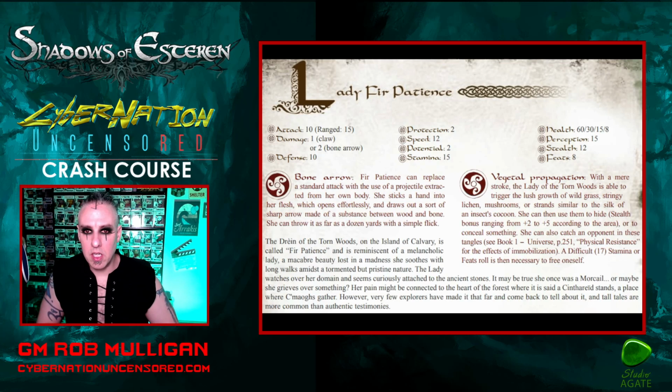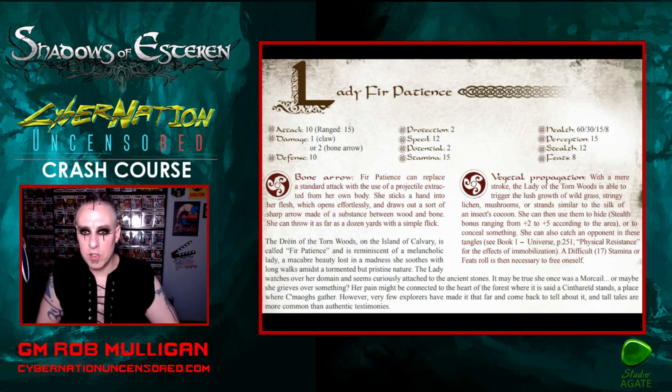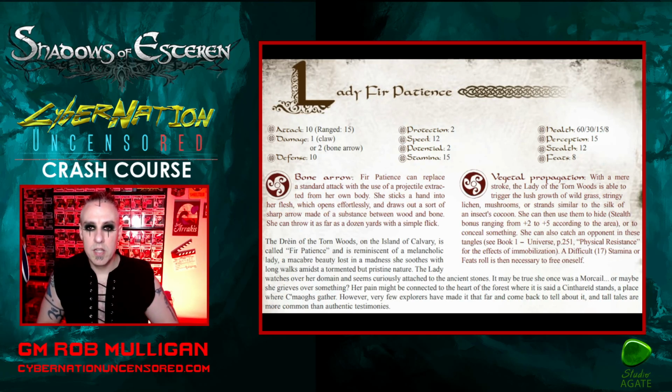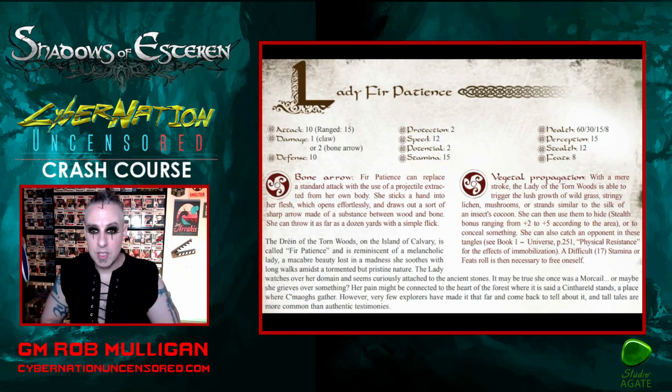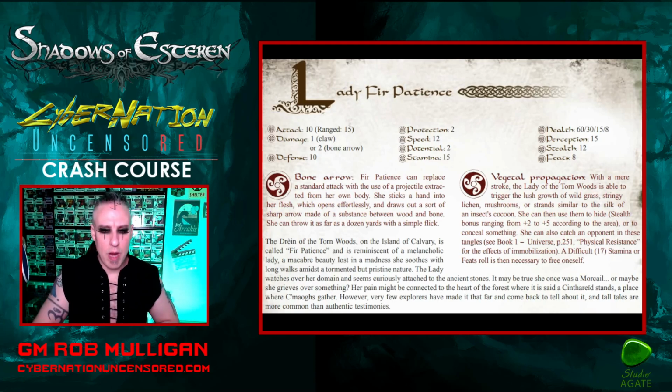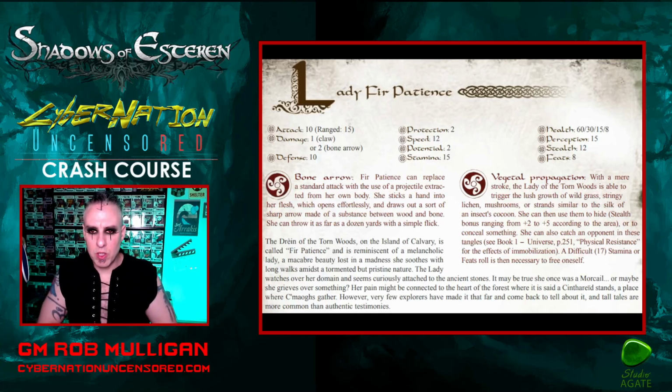Let's see here. With a mere stroke, the Lady of the Torn Woods is able to trigger the lush growth of wild grass, stringy lichen mushrooms, or strands similar to the silk of an insect's cocoon. She can use that to hide, which increases her stealth. She can use it to grapple up the enemy, which requires physical resistance, a difficulty 17 stamina or feats roll necessary to free yourself, kind of like getting caught in a spiderweb.